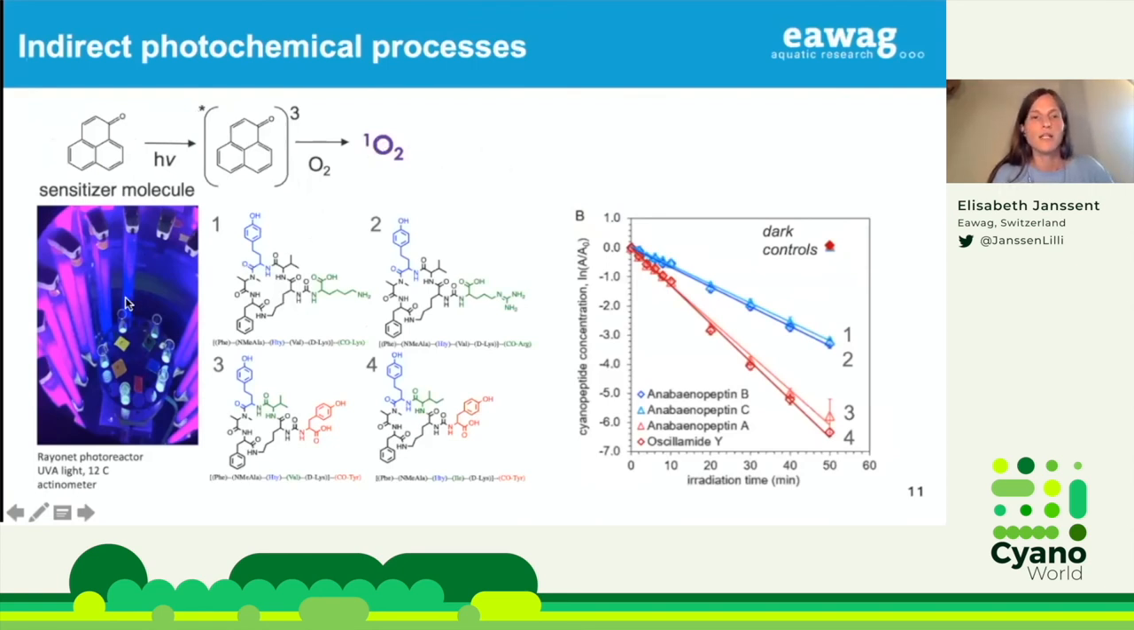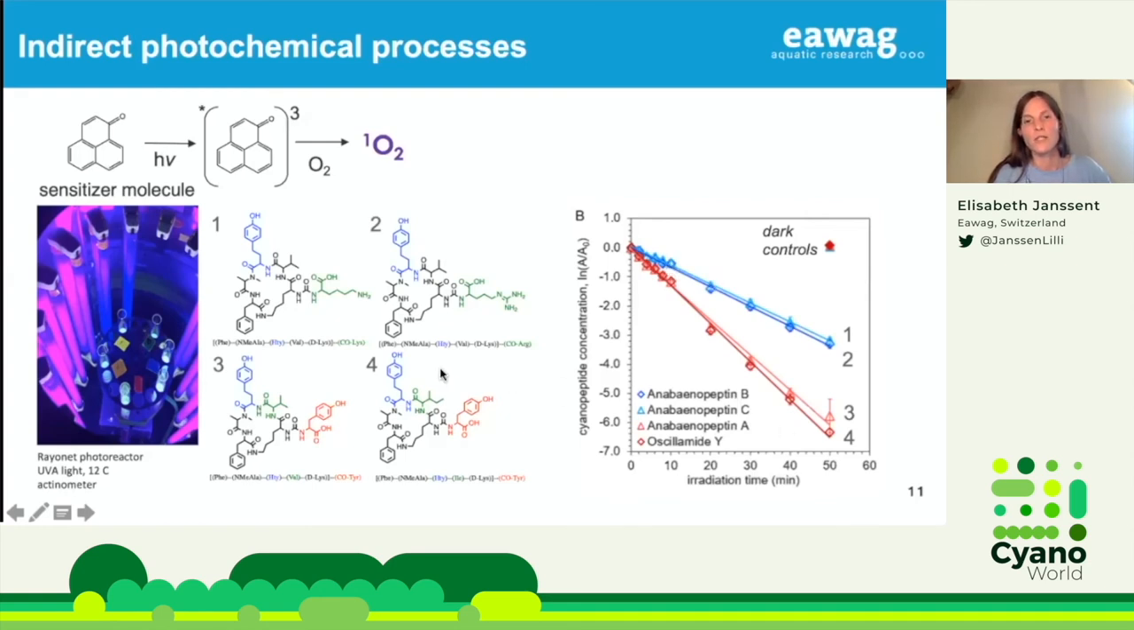In the UVA light alone, if we take the sensitizer out, all the compounds were stable. They were not degrading. Only when we added the photosensitizer and we created singlet oxygen, we saw transformation of the parent compounds. So here you see in blue the two anabenapeptins that are degrading, but they are degrading only half as fast as compound 3 and 4.